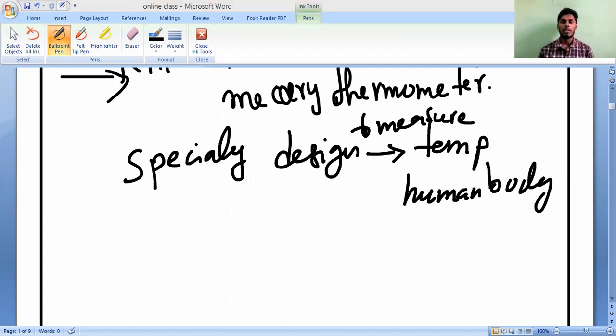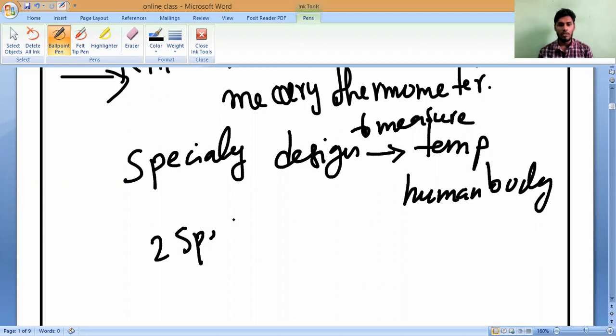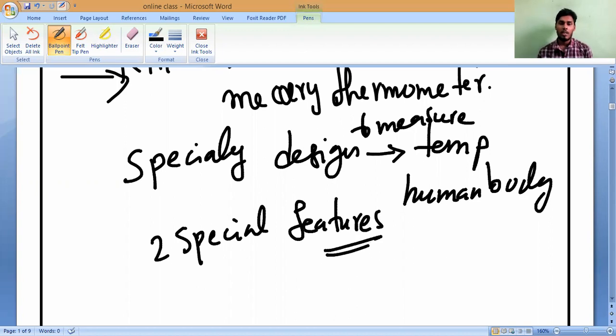Now, when it comes to this clinical thermometer, we have two special features. How many special features do we have? We have two special features. So what are these features? Features, correct? Two features. What do features mean?